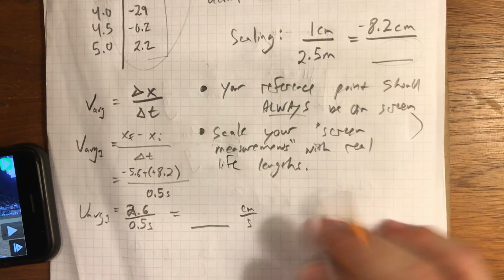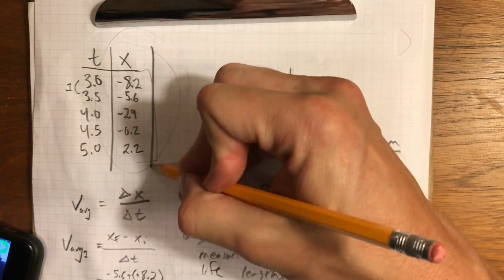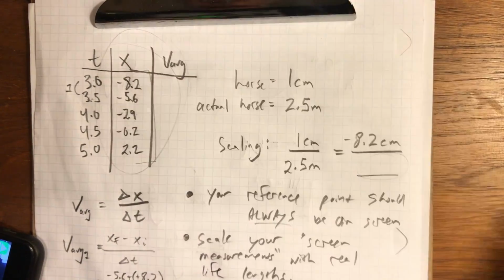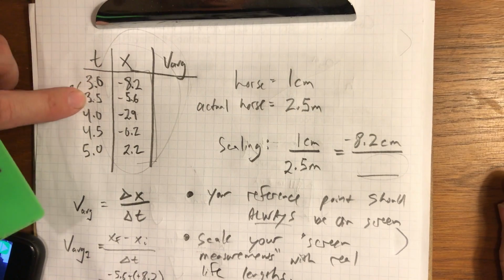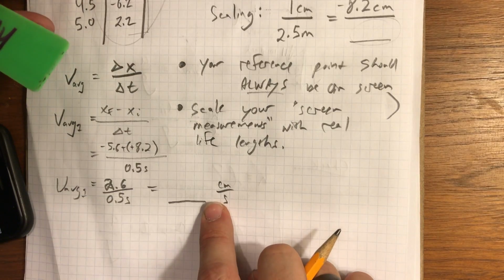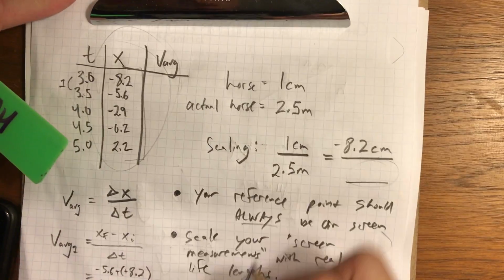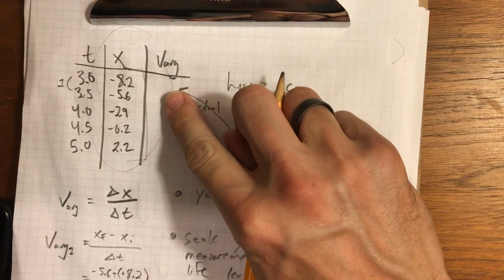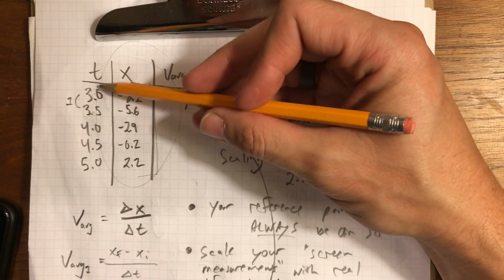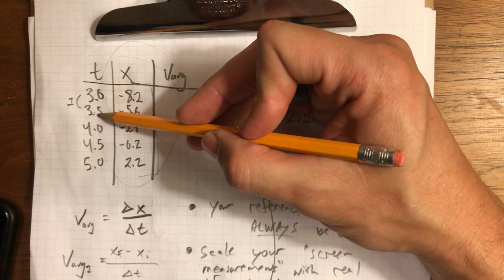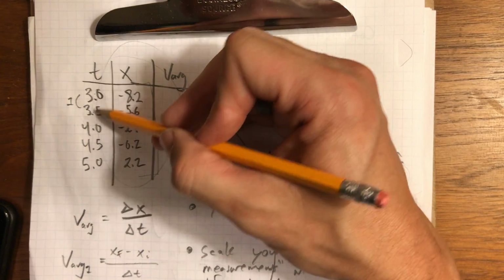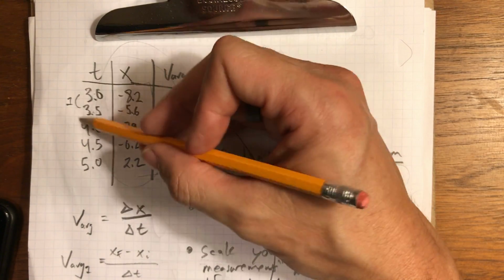That would be a third entry in my data table to say the average velocity between 3 and 3.5 is whatever that number is down here. So I could put that up here as my average velocity. Notice it's not actually an average velocity for 3.0 or 3.5. It would be halfway in between. The average velocity applies to the entire time interval here.